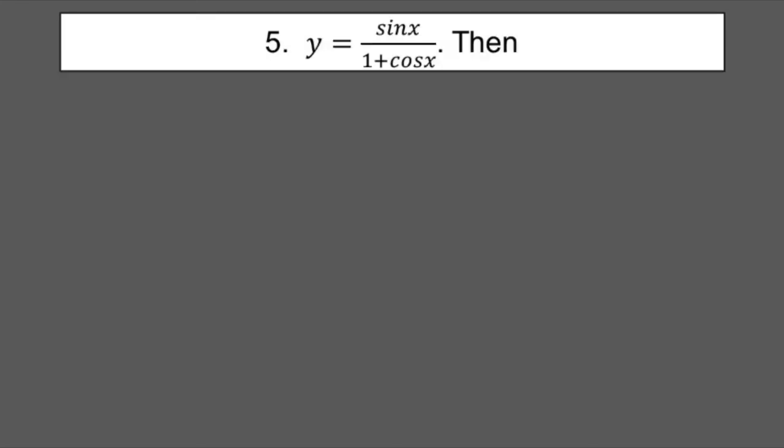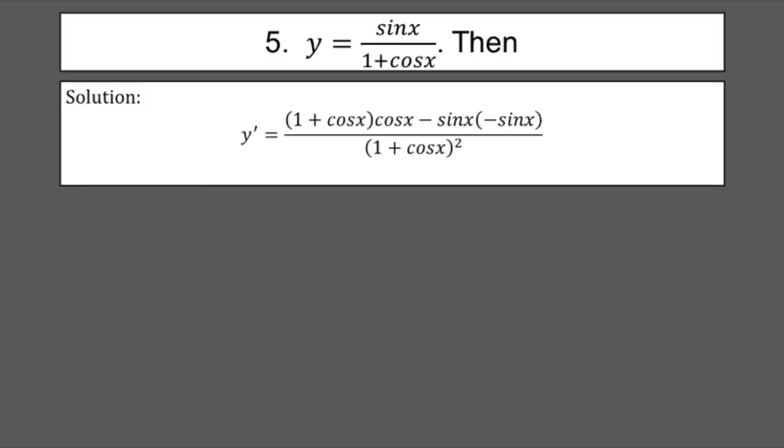For our last example, we have y equals sine x all over 1 plus cosine x. Example number 5. In this example, we will apply the quotient rule. So we have y prime equals the quantity 1 plus cosine x times cosine x minus sine x times negative sine x all over 1 plus cosine x squared.